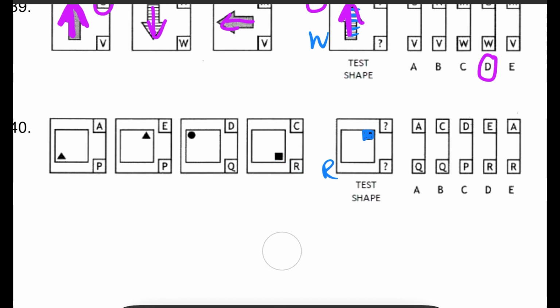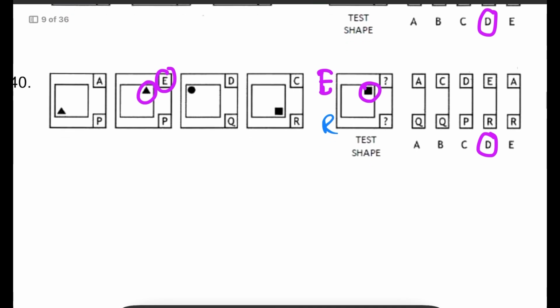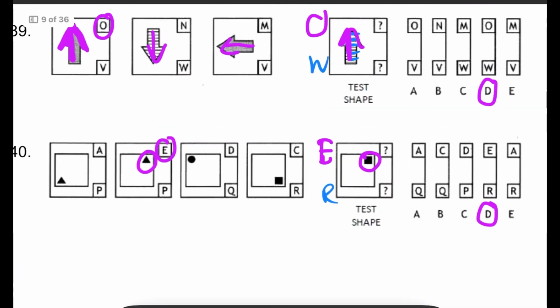Now on to the first letter. So the reason why the first letter is different in all of them is because of the position of the inside black shape. So in the test shape, it's in the top right corner, same as this one. So the first letter will be an E. ER, the answer is D. So that was the final question.